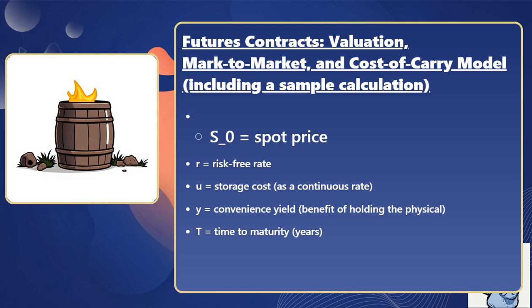S0 equals spot price. r equals risk-free rate. u equals storage cost as a continuous rate. y equals convenience yield, the benefit of holding the physical. T equals time to maturity in years.